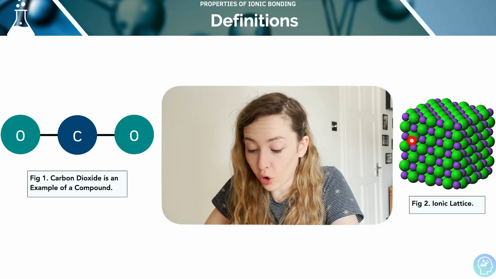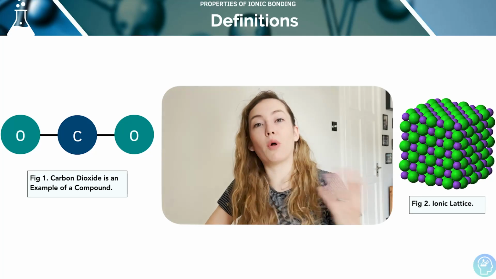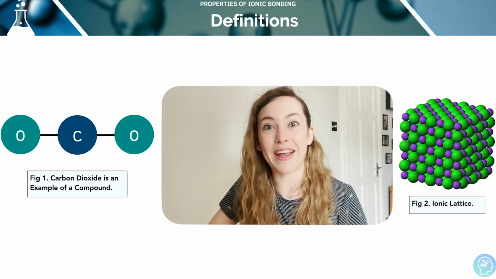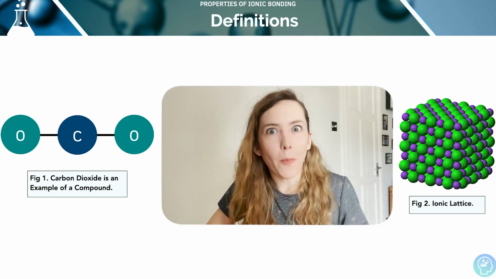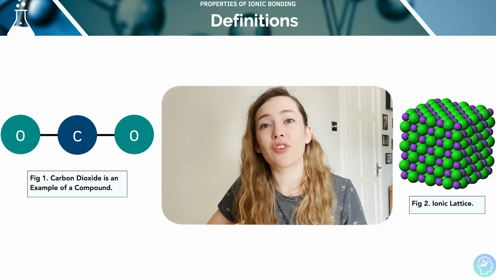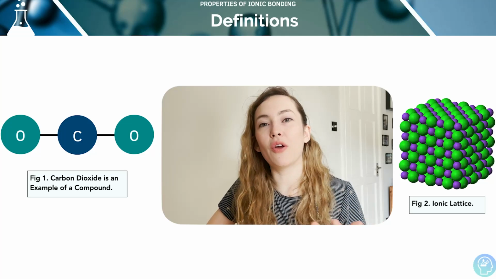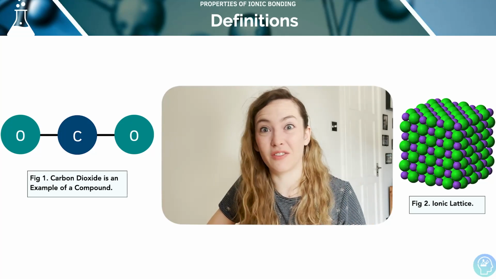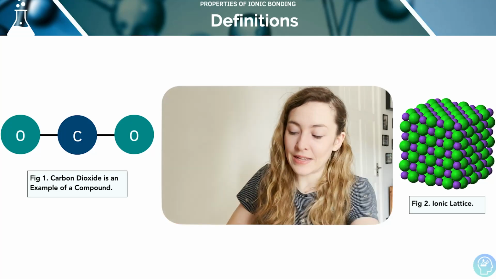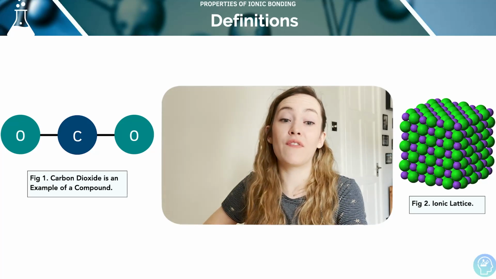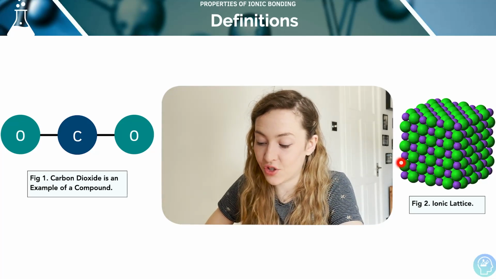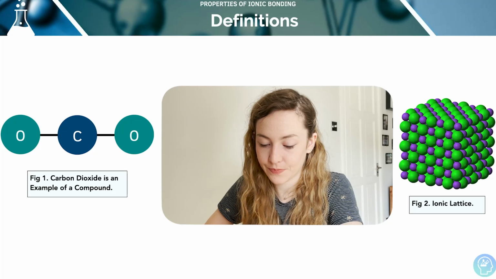But then we've got ionic bonding. Ionic bonding is the bonding between positively charged and negatively charged ions, so oppositely charged ions, due to the electrostatic forces of attraction between those two ions. Normally we'd know that as non-metals and metals. That's what you'd have learned before. And when they are a solid, they form a regular lattice structure like this.